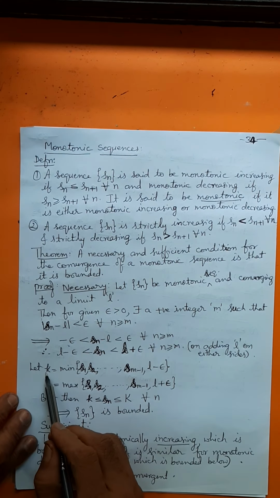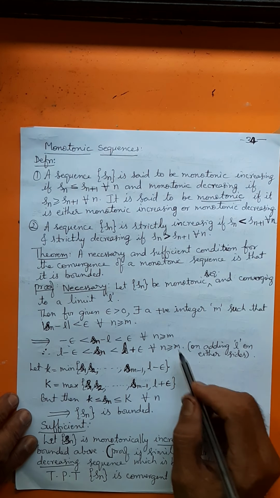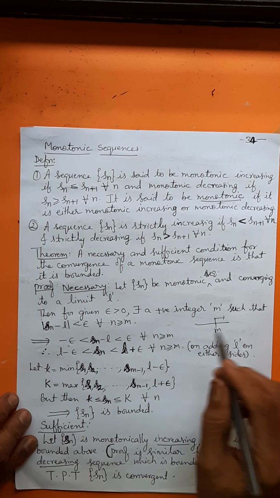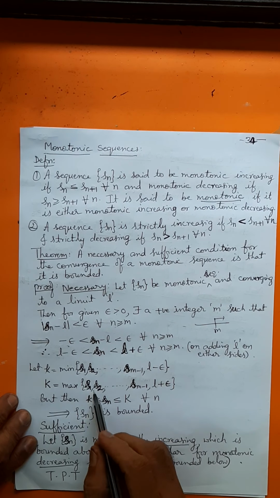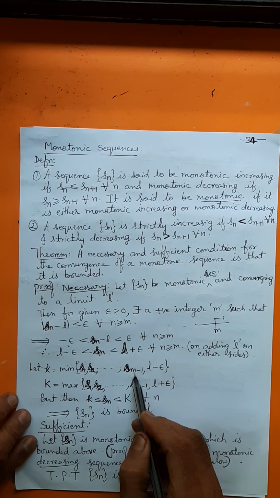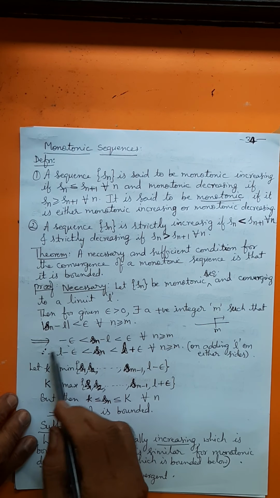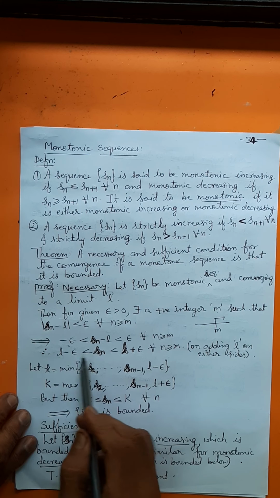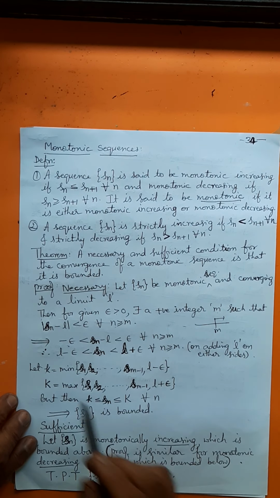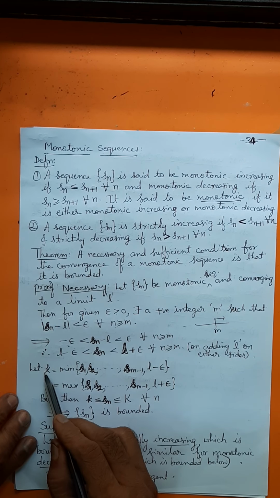You take small k as the minimum of, look, after the mth term you are having here, okay, the first m minus 1 terms S1, S2, Sm minus 1. Then one more value is L minus epsilon. This is smaller than Sn. Among these values, whichever is the smallest, the minimum, call it small k.